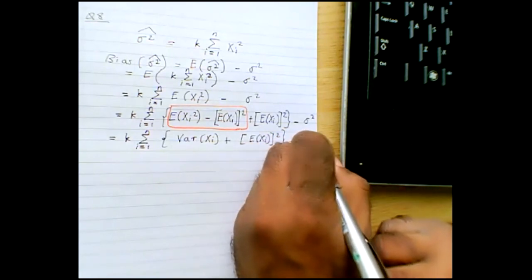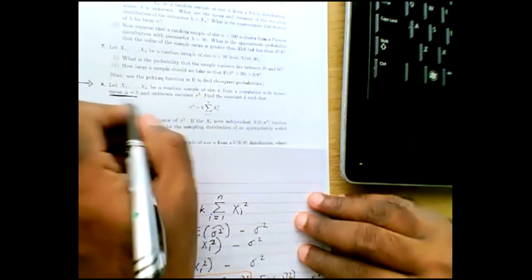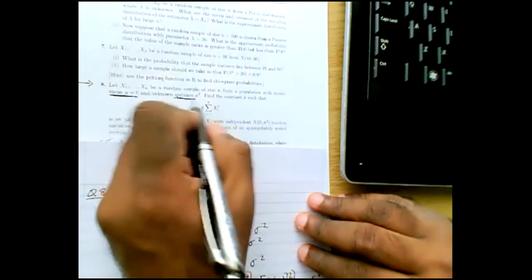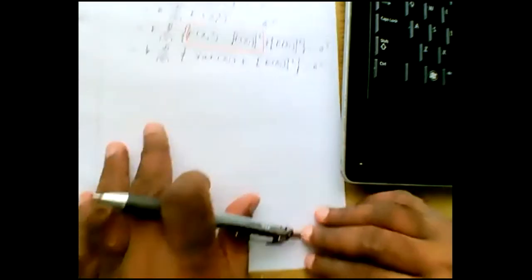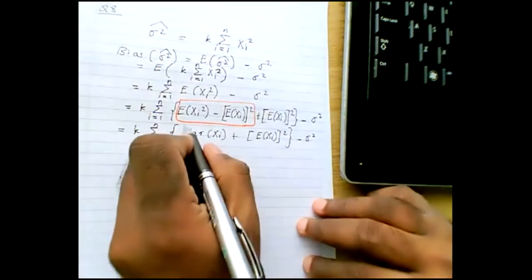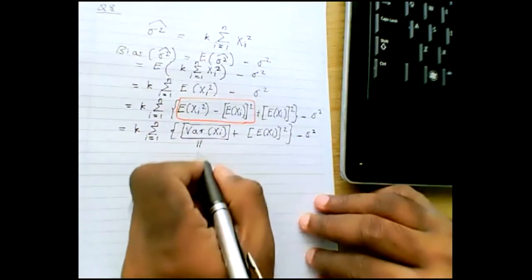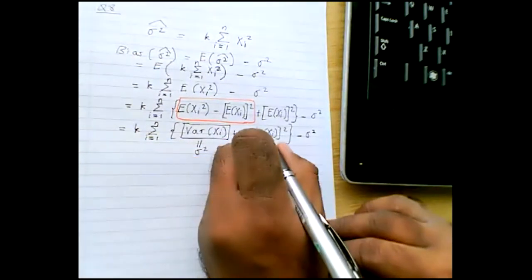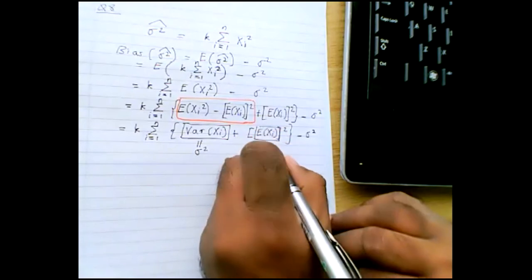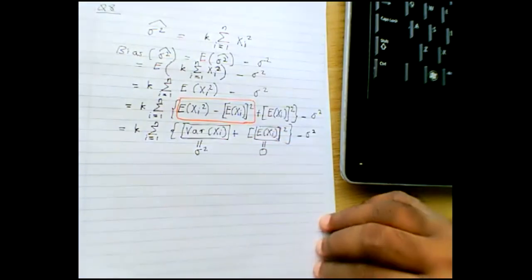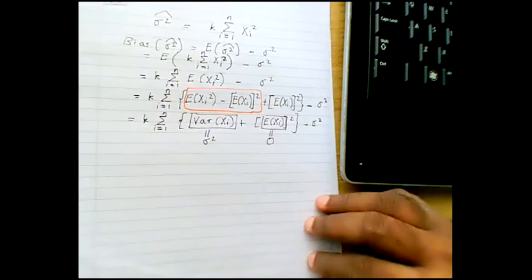All right, now if you return to the question, let me show you. The question says that the mean is 0 and the variance is sigma squared, right? So this guy here is equal to sigma squared, and this guy here, which is the mean, is equal to 0. All right, you follow me?